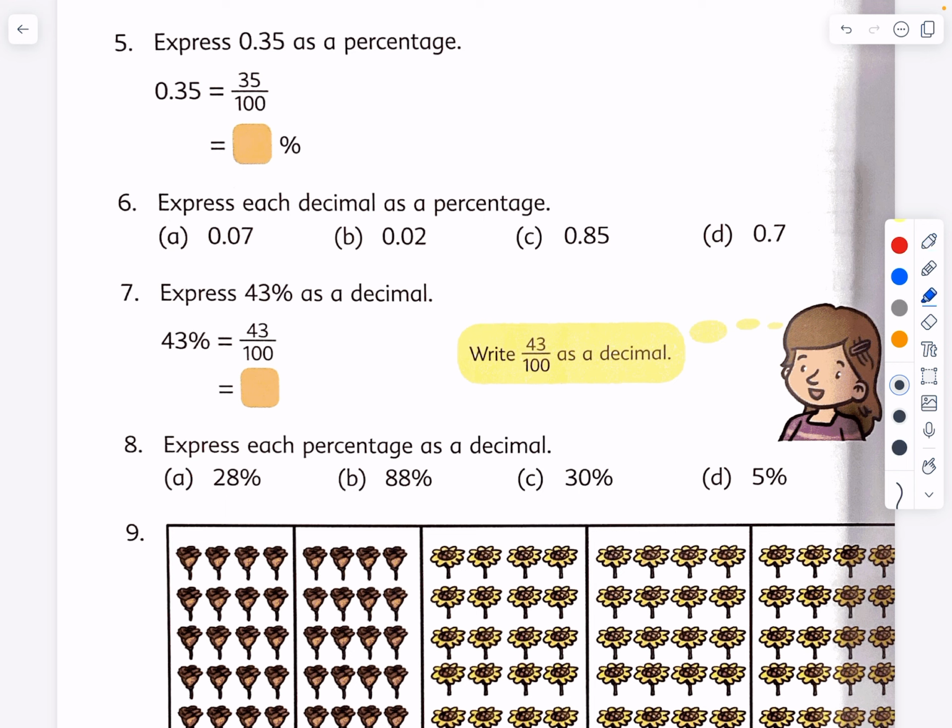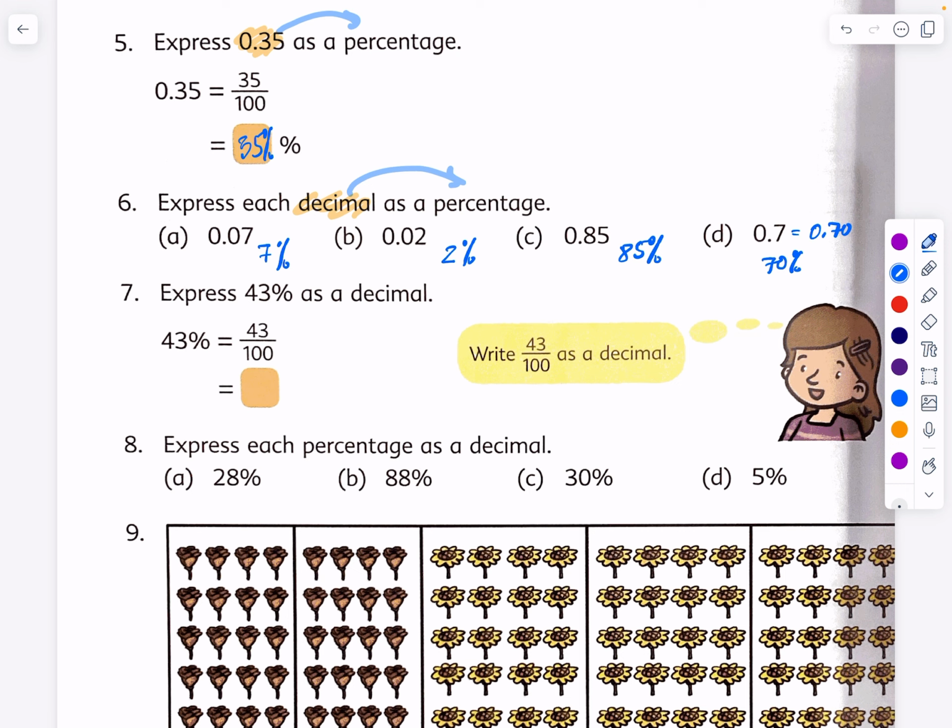So now we're given decimals and we need to convert them to percentages. Not that difficult. Let's practice that skill. 0.35 is 35 hundredths, 35%. 7 hundredths is 7%. 2 hundredths is 2%. 85 hundredths is 85%. 7/10. Well, I hope you remember 7/10 is the same as 70 hundredths. Trailing zeros are equivalent. We can say 70%.